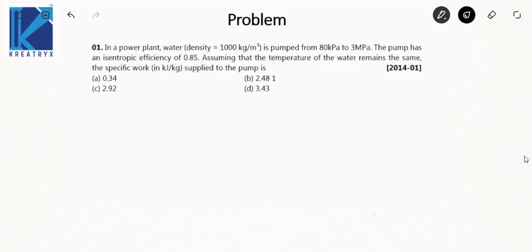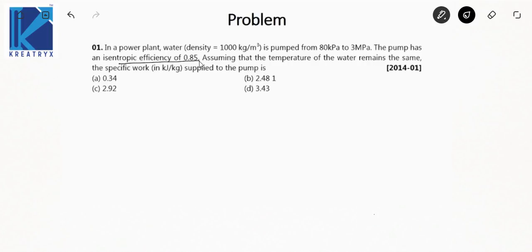In this video, I'll be taking the previous year GATE questions from power plant engineering. Let's take on the first question. In a power plant, water with density 1000 kg per meter cube is pumped from 80 kilopascal to 3 megapascal. The pump has an isentropic efficiency of 0.85.